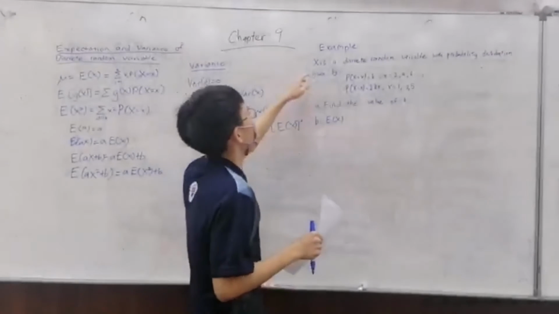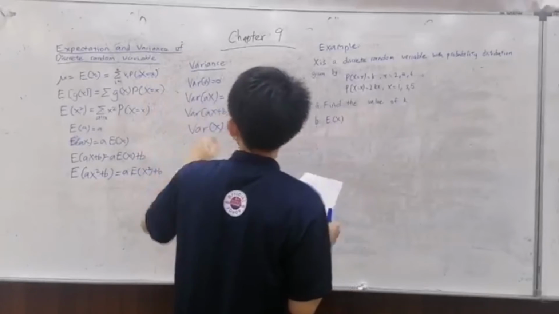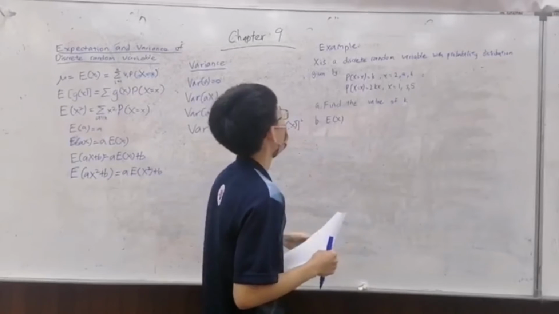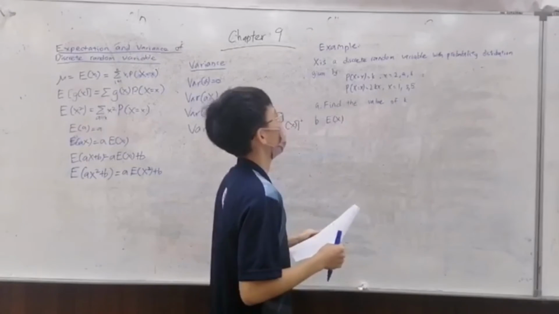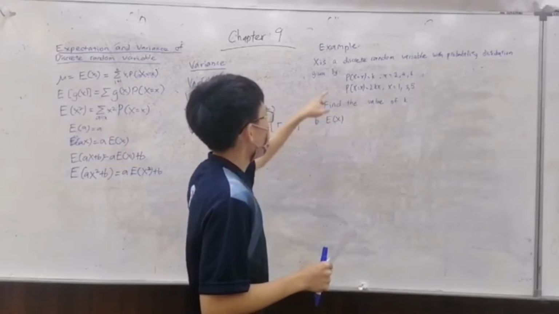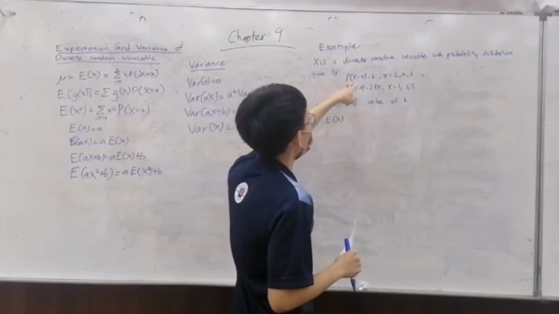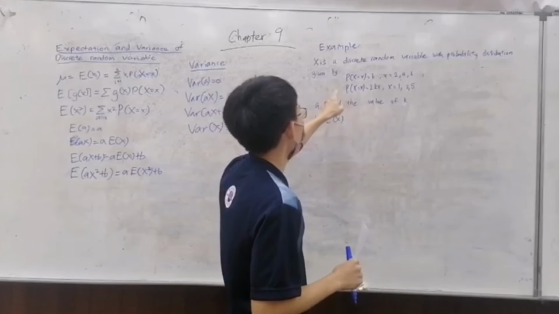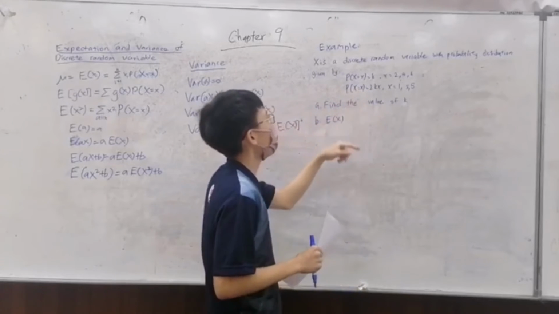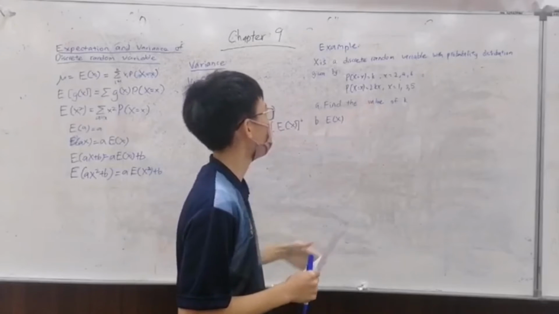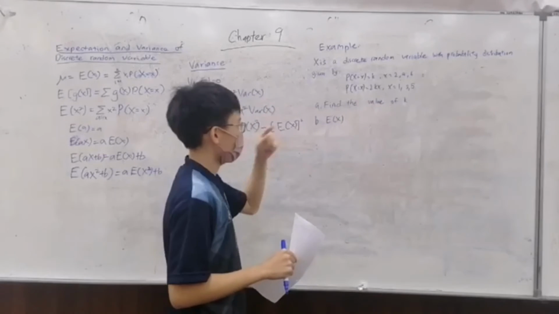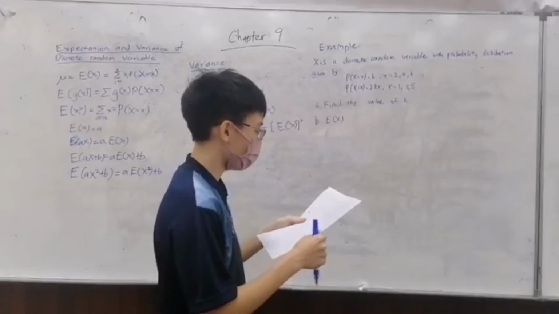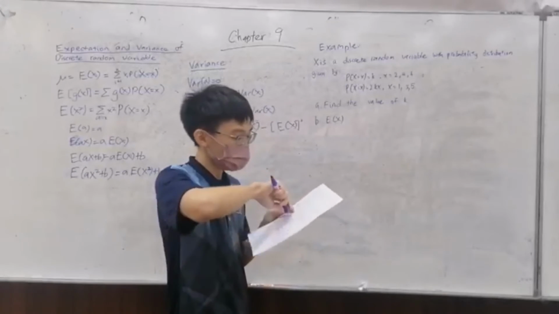This is one of the examples of the expectation and variance of a discrete random variable. X is a discrete random variable with probability distribution given by P(X=x) equals k for x equals 2, 4, and 6, and P(X=x) equals 2k for x equals 1, 3, and 5. A, find the value of K. So we need to find the value of K.